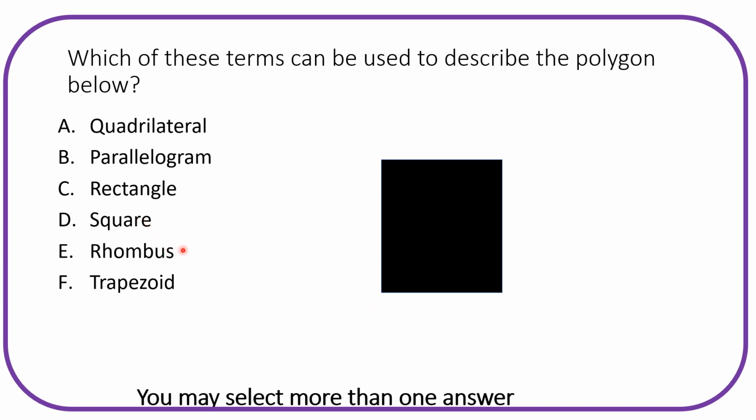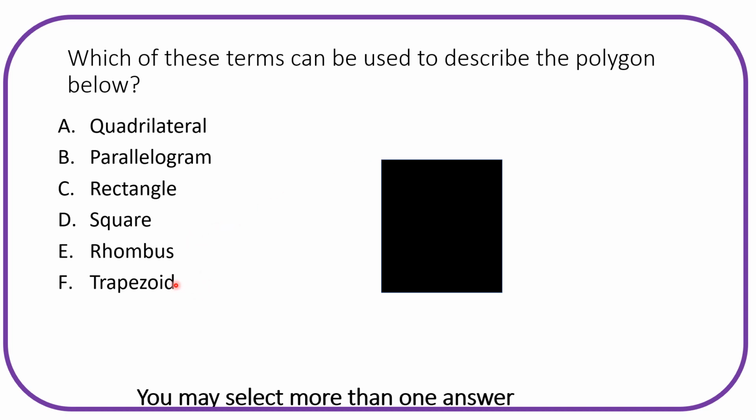A rhombus is a four-sided figure with all congruent sides. I know a rhombus doesn't have 90-degree angles, but the definition of a rhombus is a four-sided figure with four congruent sides. So I still do see that here. I see four sides and I see congruent sides, regardless of what the angles are.